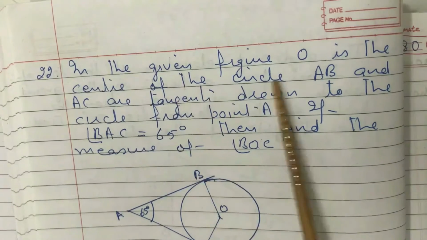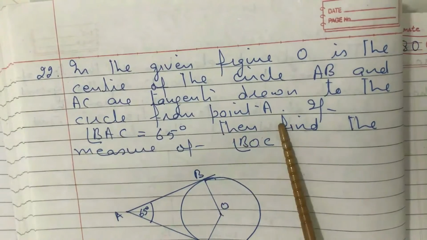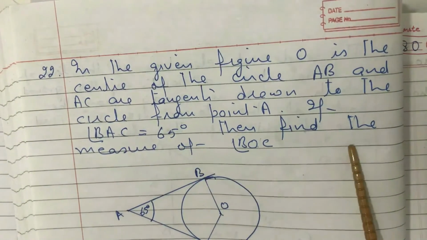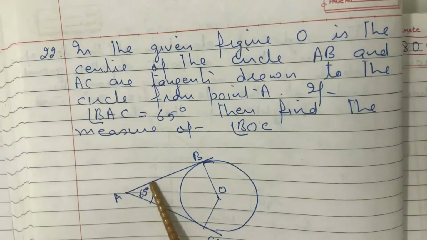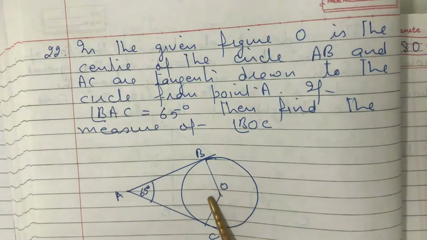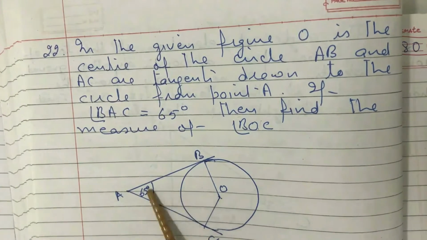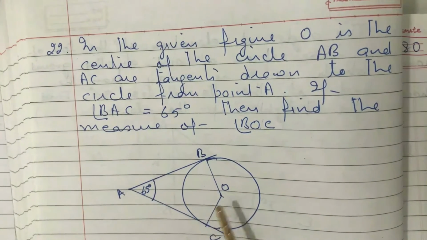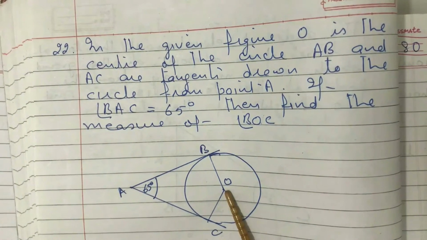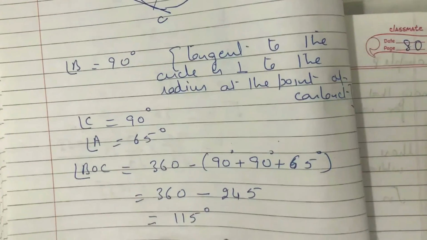Now 22nd question. In the given figure, O is the center of the circle. AB and AC are tangents drawn to the circle from the point A. If angle BAC is 65 degrees, then find the measure of angle BOC. Now in this figure, we have this angle 65 degrees, and we have to find this angle BOC. Now this angle is 90 degrees, this angle is 90 degrees. Tangent is perpendicular to the radius of the circle at the point of contact. So we have 3 angles, find the 4th one. This is a quadrilateral, sum of angles of a quadrilateral is 360 degrees. After calculating, we will get angle 115 degrees. So that is the answer.